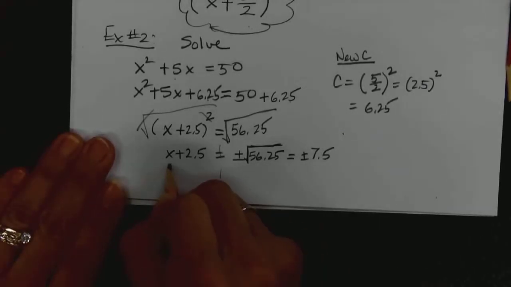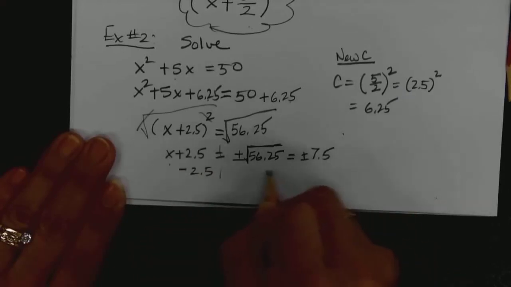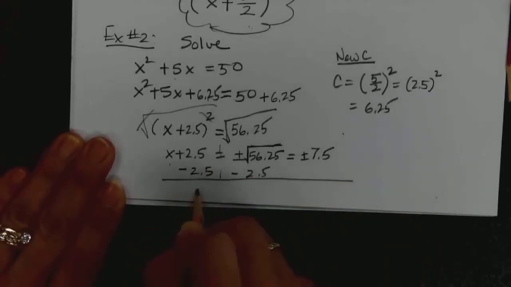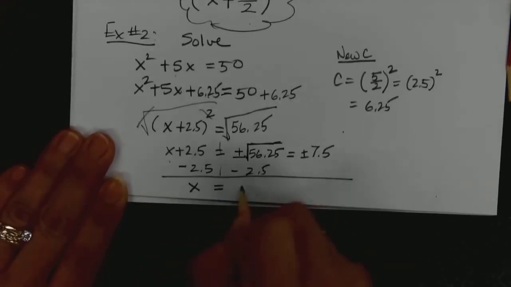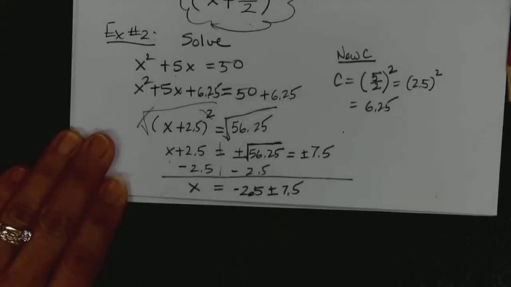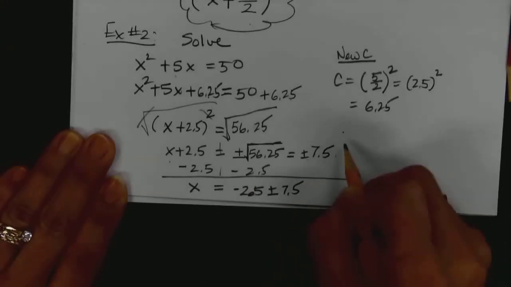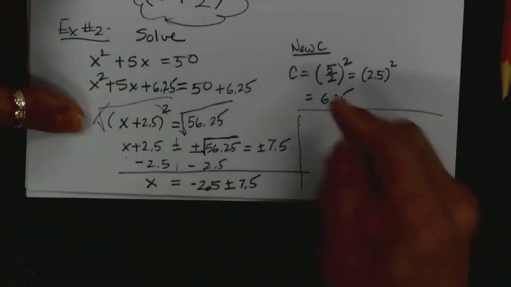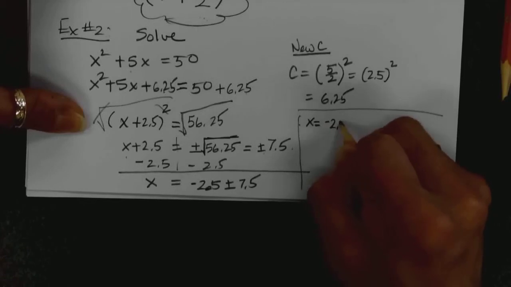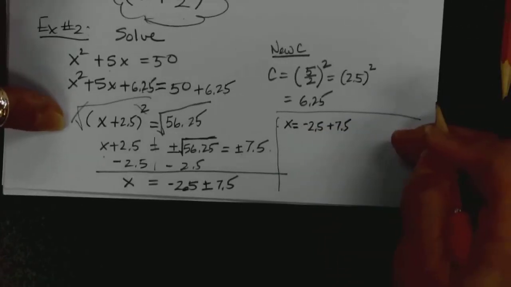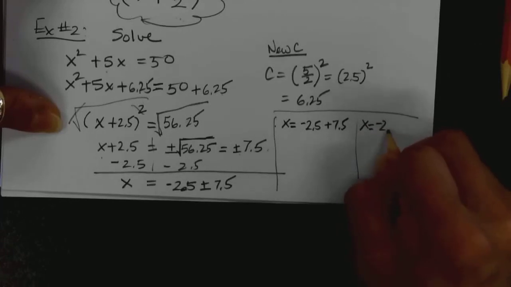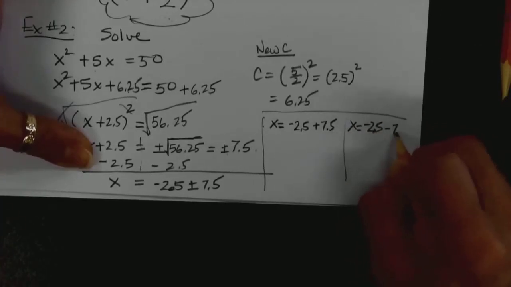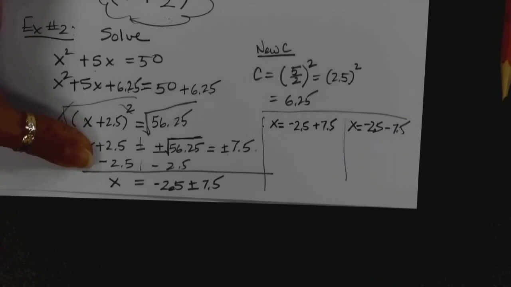Subtract 2.5. I've got to solve for x, so subtract 2.5, subtract 2.5, so I get x is equal to negative 2.5 plus or minus 7.5, okay? So now I'm going to come over here and this gives me two answers. My first answer is x equals negative 2.5 plus 7.5. And the other one is x equals negative 2.5 minus 7.5. There's your plus or minus.